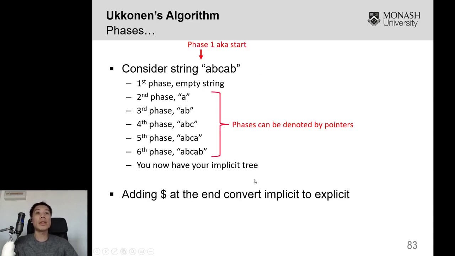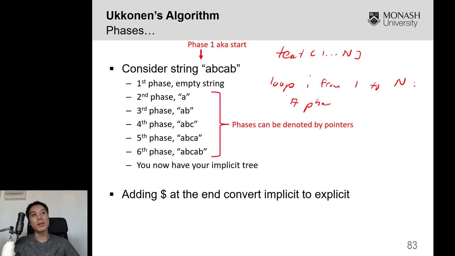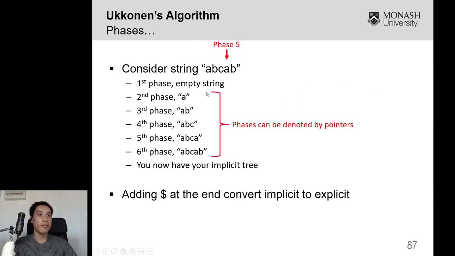So how are we supposed to denote this when we implement? For example, I've got a string of size n. I'm going to now implement a loop. Loop i from 1 to n. I will process phase i. So this is where my outer loop is. So first phase, second phase, third phase, fourth phase, fifth phase, sixth phase, and so on.